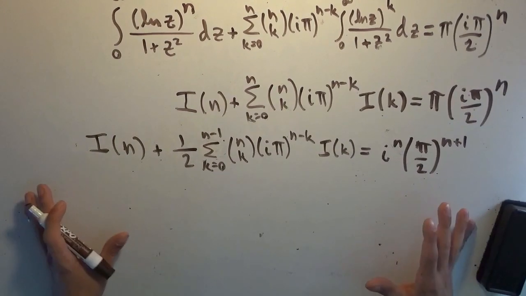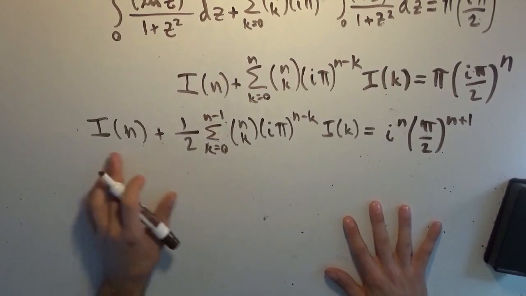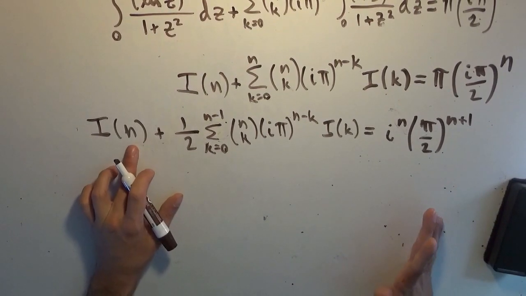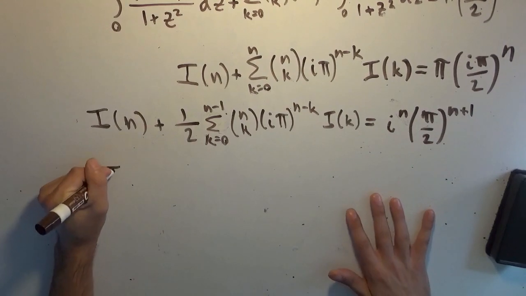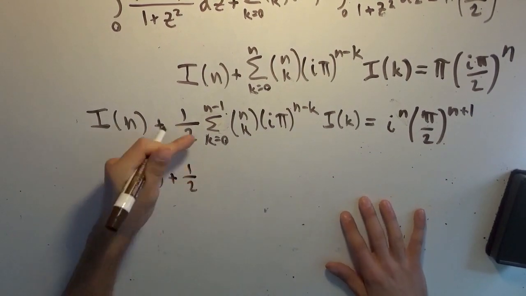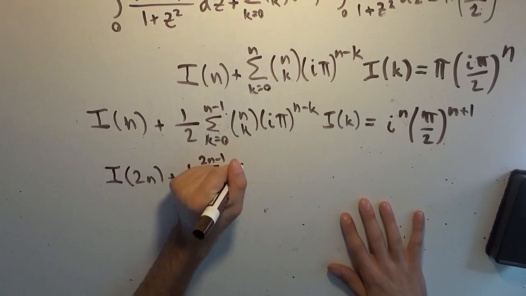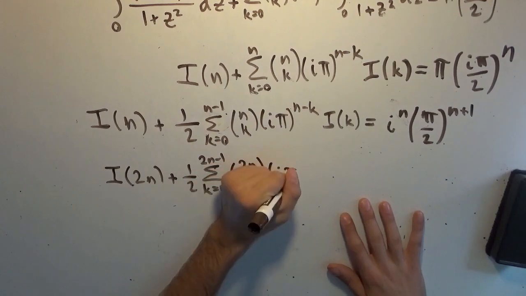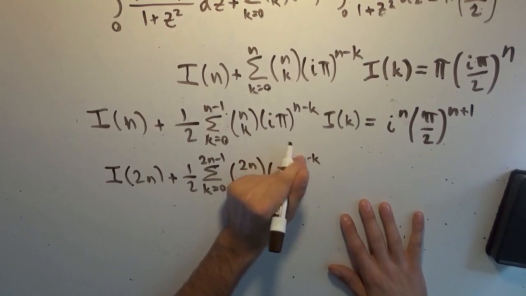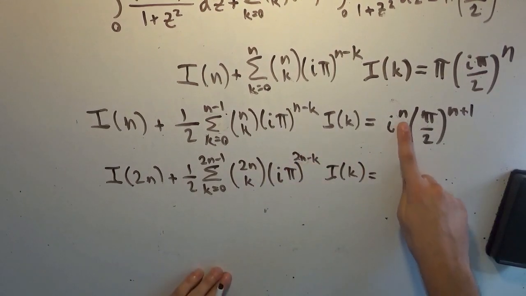So we can now eliminate those possibilities. Let's plug in 2n for wherever we see an n, because we only care about I of even numbers, because we know the odd ones are 0. So we plug in 2n, and we get I of 2n plus 1/2, and now it's going from k equals 0 to 2n minus 1, and we now get 2n choose k times I pi to the 2n minus k times I of k equals, now it's I to the 2n power.